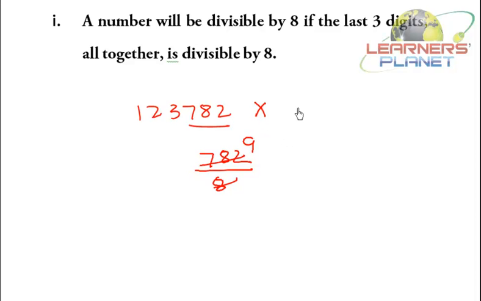Let's take another example. It's 770032. Let's see the last three digits. It is 032. 032 is divisible by 8 since 32 is divisible by 8. Hence the complete number 770032 will be divisible by 8. Okay friends, so the test is very simple. You can practice as well.